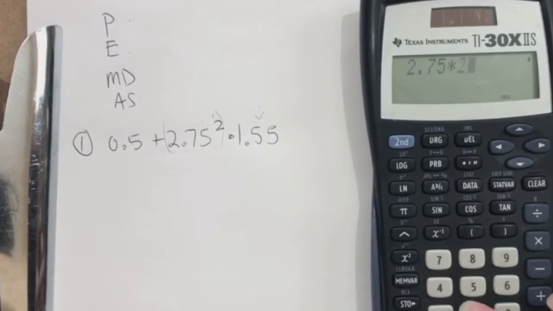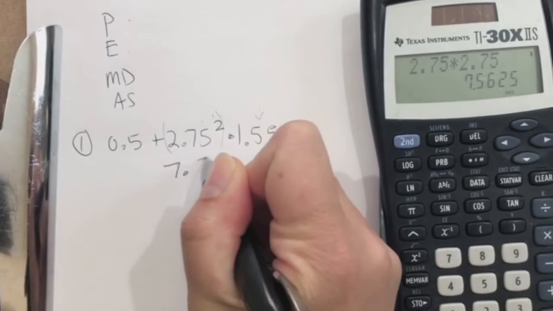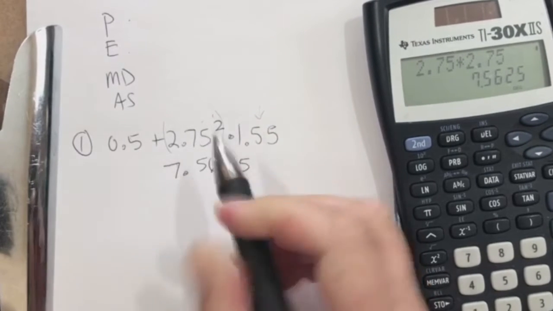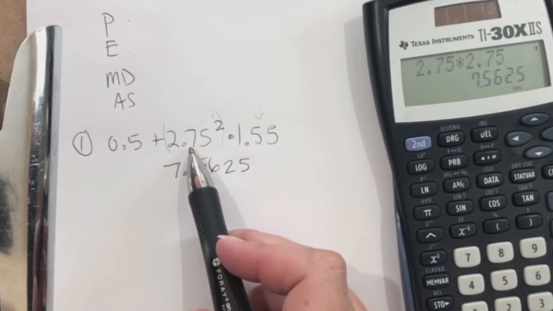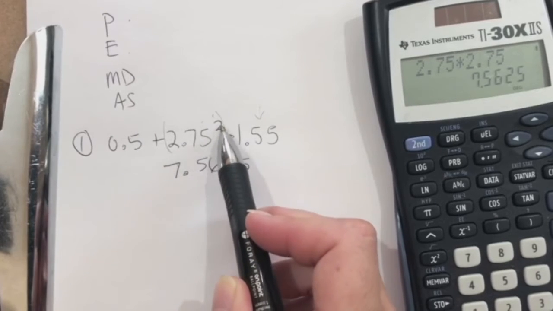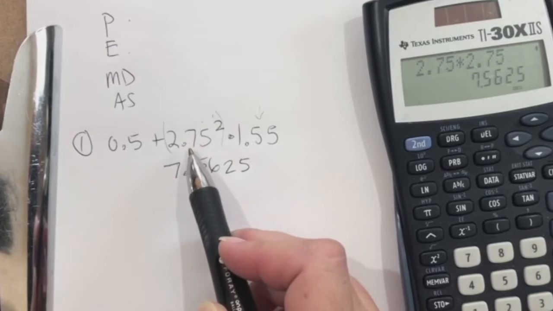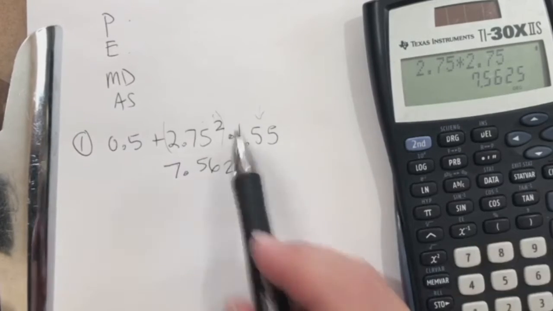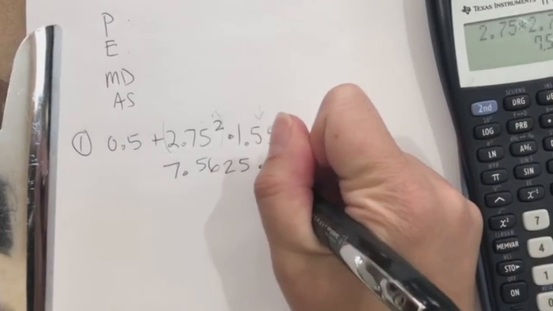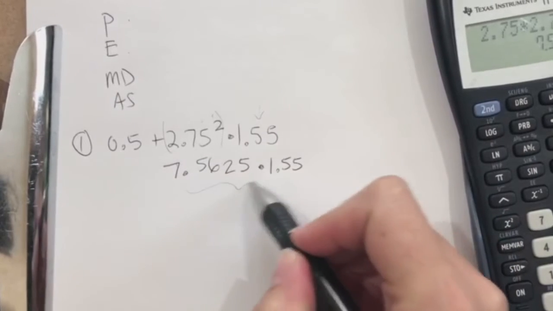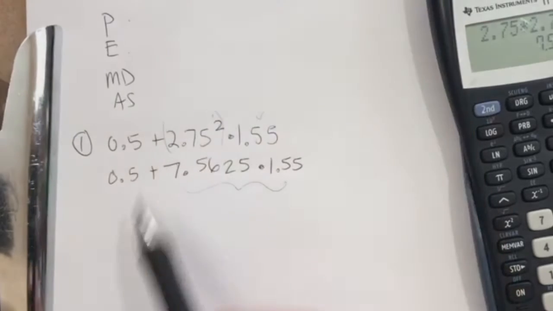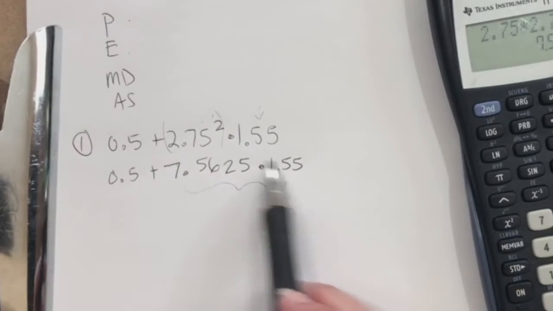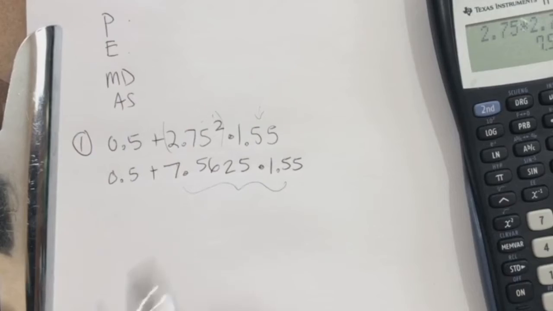2.75 times 2.75 equals 7.5625. So that was two 2.75s multiplied together. If this was a 3, it would be three 2.75s multiplied together. Let's now bring everything else down, times 1.55. This is the next thing I'll be doing. And then at the end, we'll do the addition and subtraction of adding whatever we got here to the 0.5.